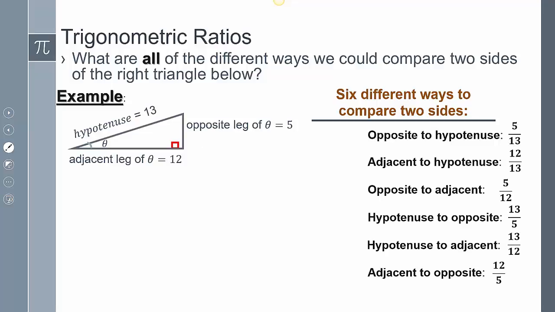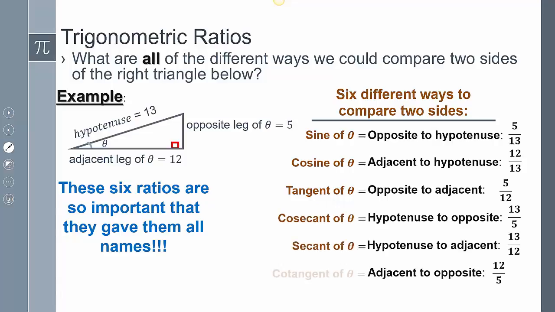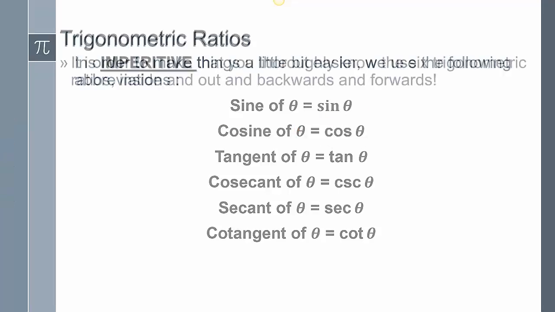Now these had names. The ratio of opposite to the hypotenuse was the sine ratio. The adjacent to the hypotenuse was the cosine ratio. The opposite to the adjacent was the tangent ratio of theta. And so on and so forth. We said that these last three were the reciprocals of the first three. To abbreviate, instead of writing out sine of theta, we would abbreviate it as sin theta. Instead of writing out cosine of theta, we would abbreviate it as cos theta.